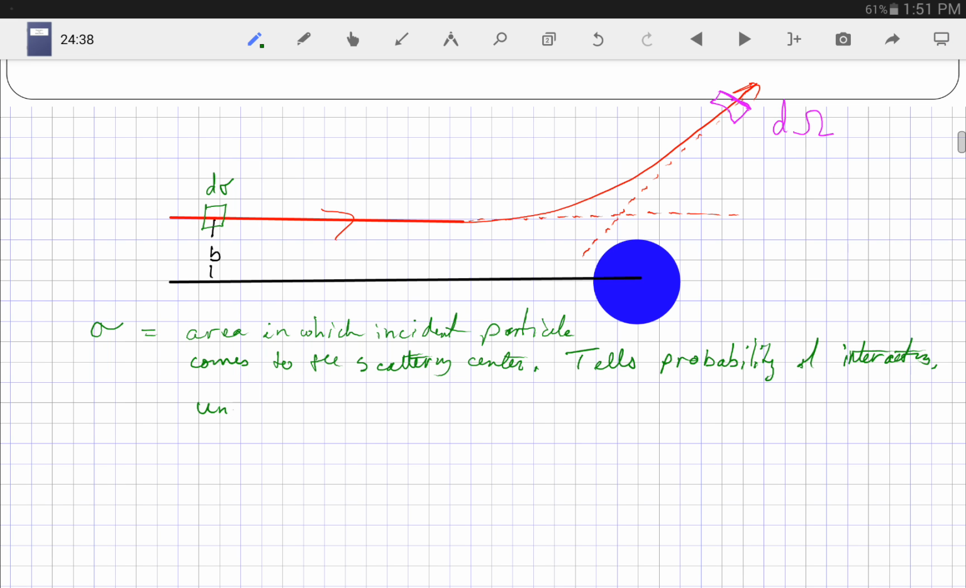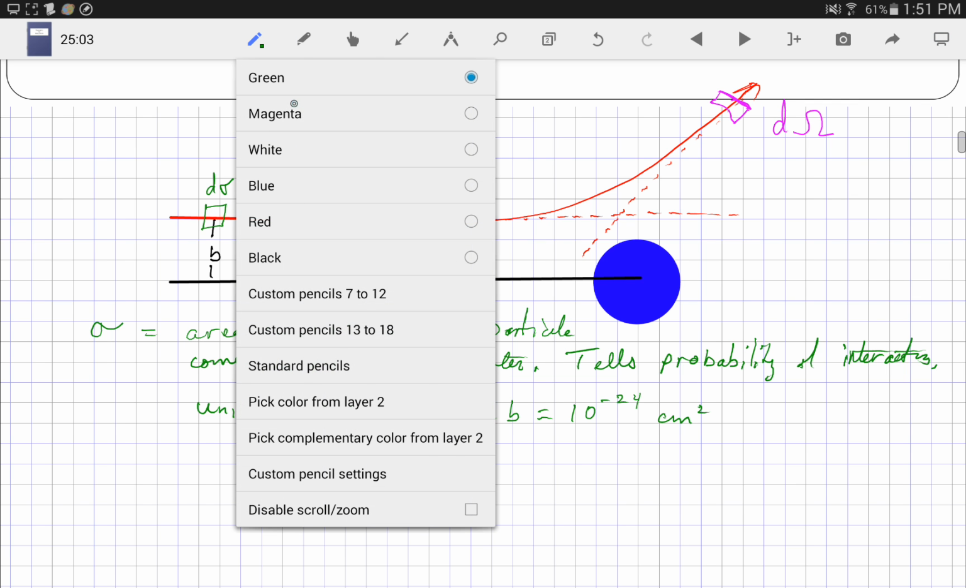Units. What's the standard unit? Barns. And one barn is equal to something to the minus 23? 24. Oh, 24. Square centimeters. Okay, so that's my cross section.